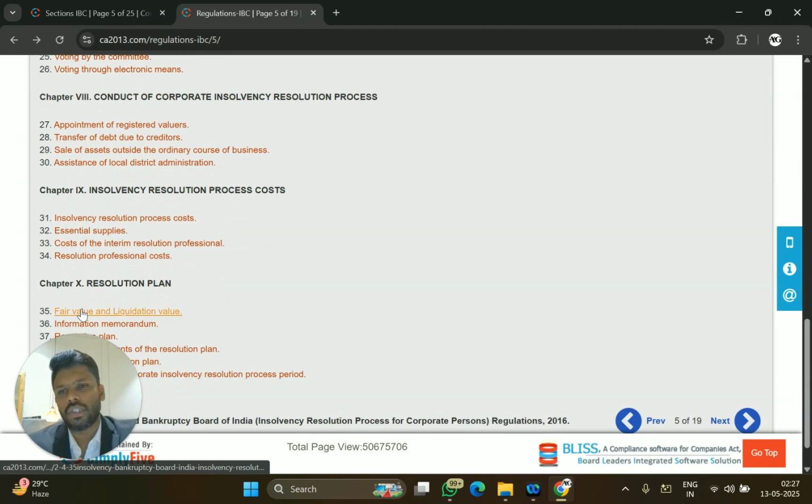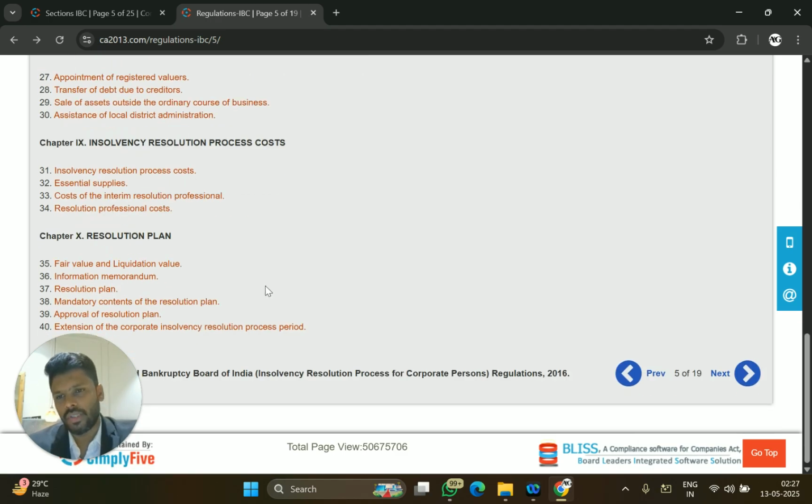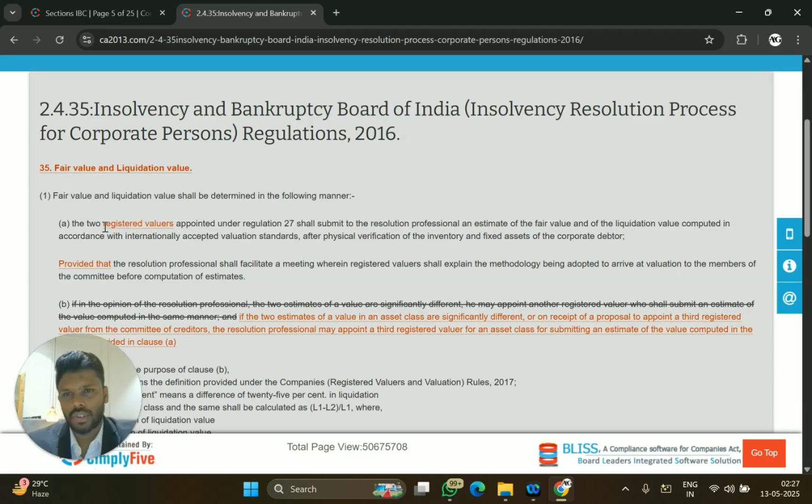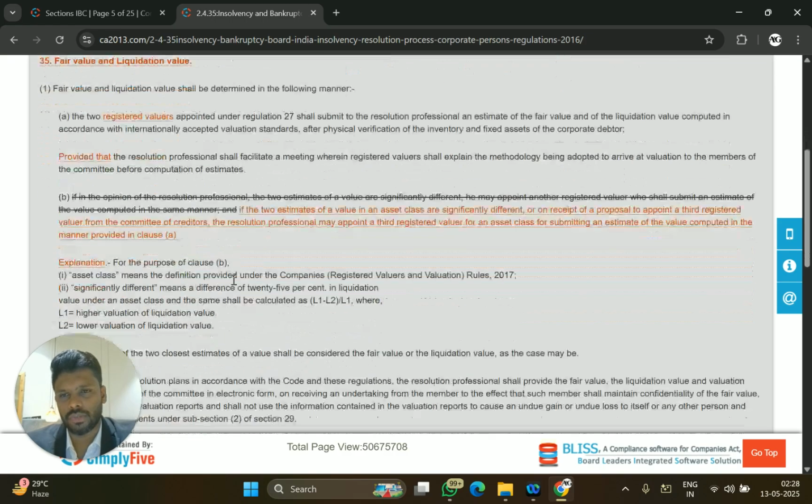What is important is regulation 35. When I mentioned fair value and liquidation value, what is that exactly? Fair value and liquidation value shall be determined in the following manner. The two registered valuers appointed under regulation 27, as I spoke earlier, shall submit to the resolution professional an estimate of the fair value and liquidation value computed in accordance with internationally accepted valuation standards after physical verification of the inventory and fixed assets of the corporate debtor, provided that the resolution professional shall facilitate a meeting where the registered valuer shall explain the methodology being adopted by them to arrive at the valuation to the members of the committee before computation of estimates.